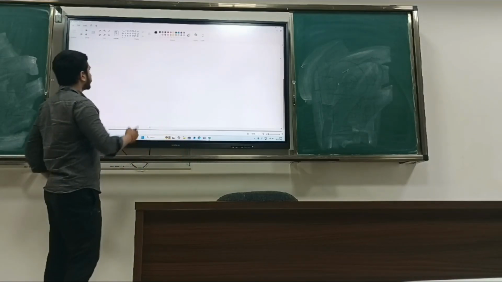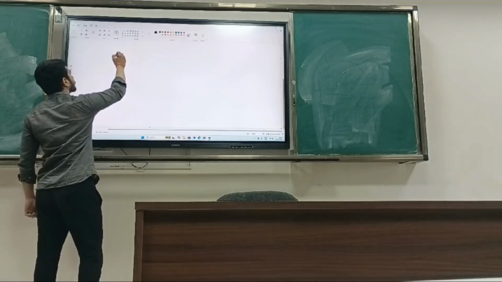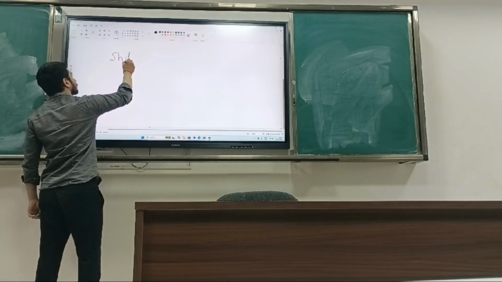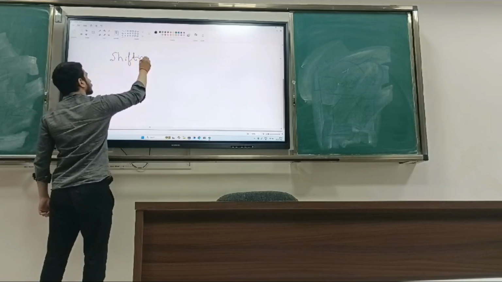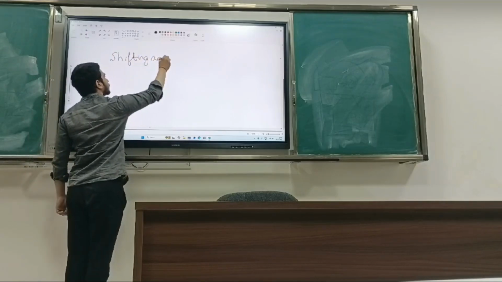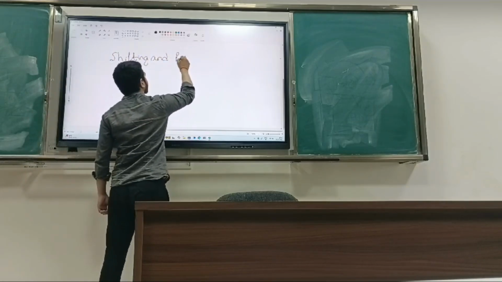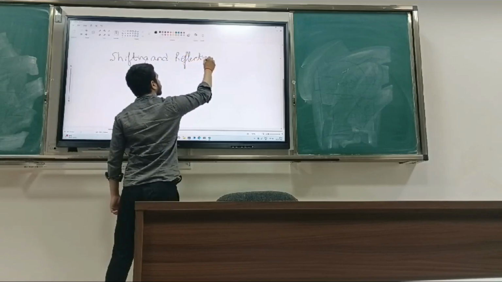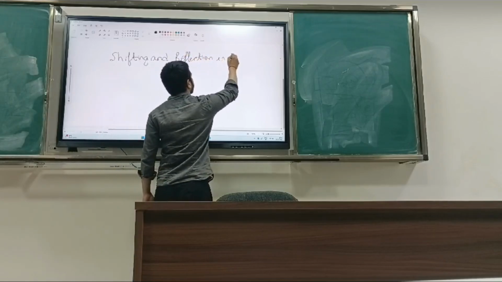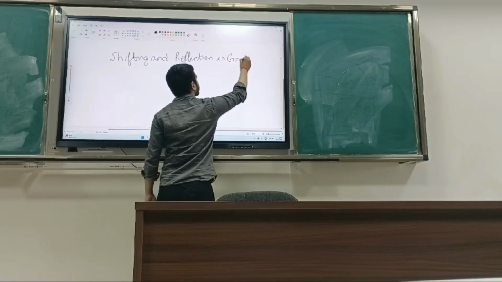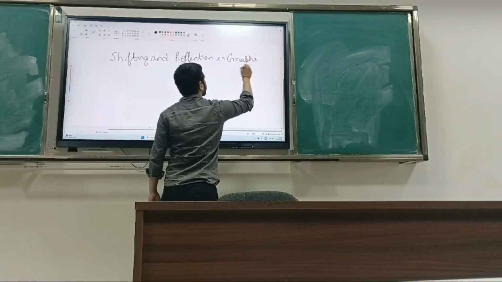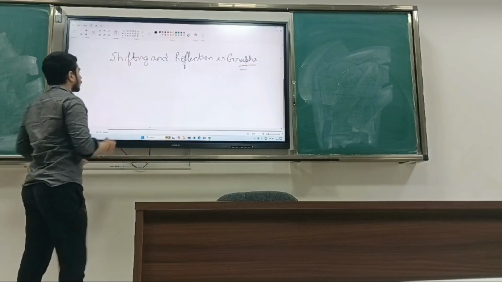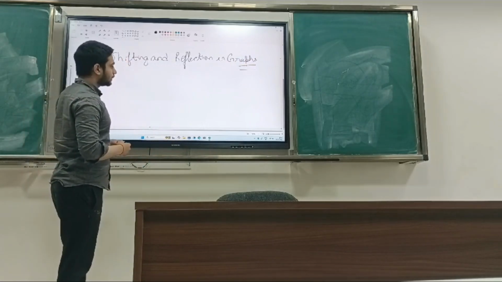So shifting and reflection in graphs, okay. So our topic is shifting and reflection in graphs. So what is the concept behind it, we will see today.